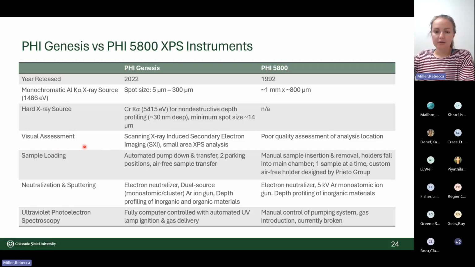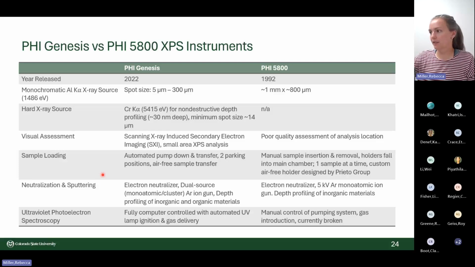Visually assessing where you are on the instrument is pretty difficult on our current XPS, but the new one has what's called scanning X-ray induced secondary electron imaging. Think of it as a really crappy SEM image, because you are getting these secondary electrons kicked out, but your probe is not as fine as an electron beam in the SEM. But you do get SEM-like images at low resolution, and that helps for choosing positions on your sample to analyze and map areas.